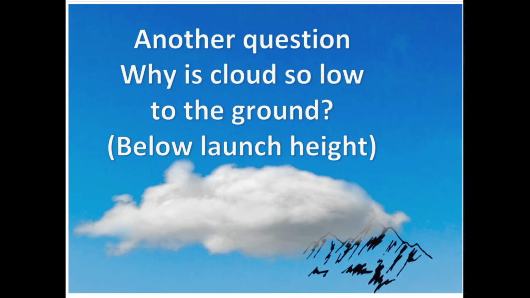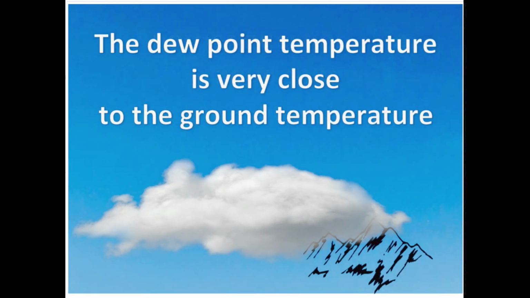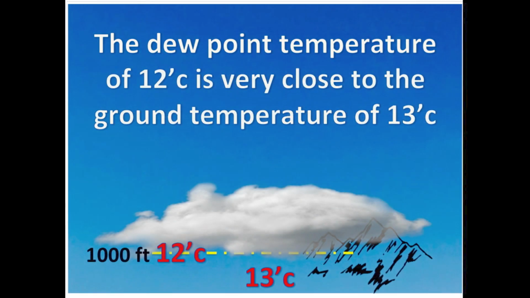All right, another question you may have. Why is cloud sometimes so low to the ground? And many times below launch height, stopping us from launching? That's a darn good question. It is because the dew point temperature is very close to the ground temperature. And in this case, the dew point temperature of 12 degrees Celsius is very close to the ground temperature of 13.